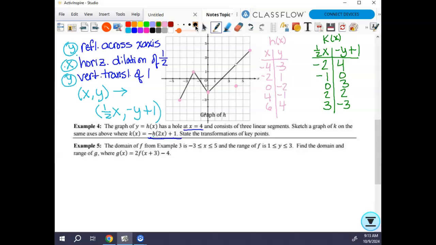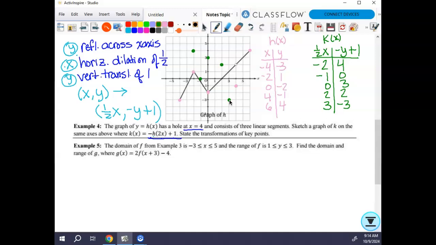So now let's just think about what's happening here. I have a horizontal dilation, which means it's going to shrink into the center horizontally. So you just kind of want to have an idea of what it's going to look like when it's done, because it won't look identical like it did on the last one. So I'm going to plot these points: (-2, 4), (-1, 0), (0, 3), (2, 2), (3, -3).